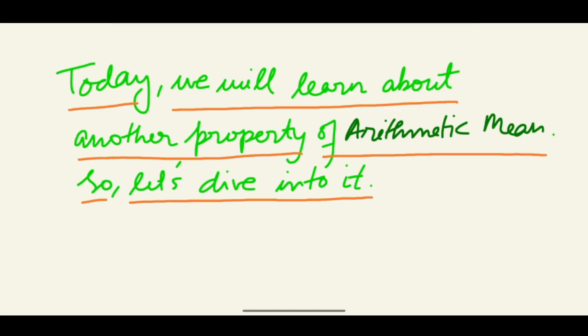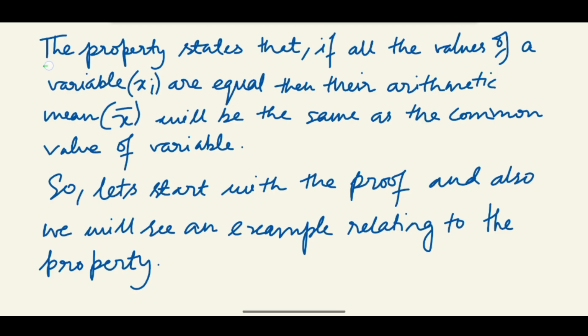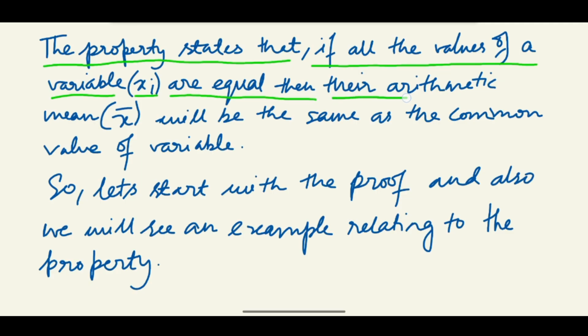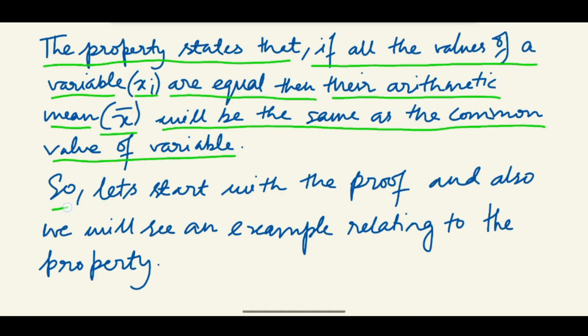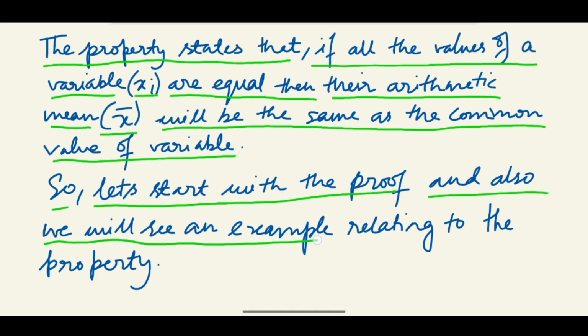So let's dive into it. The property states that if all the values of a variable are equal, then their arithmetic mean will be the same as the common value of the variable. So let's start with the proof, and also we will see an example relating to the properties.